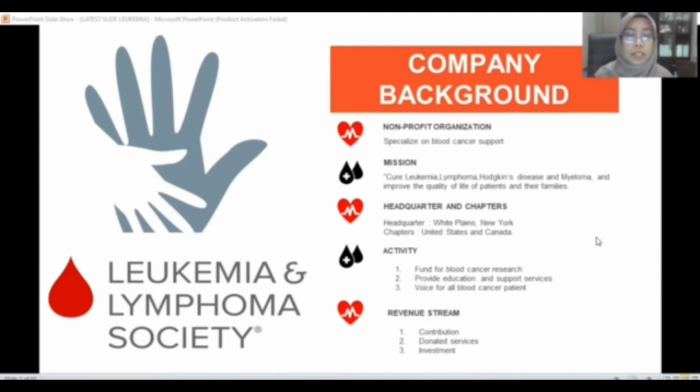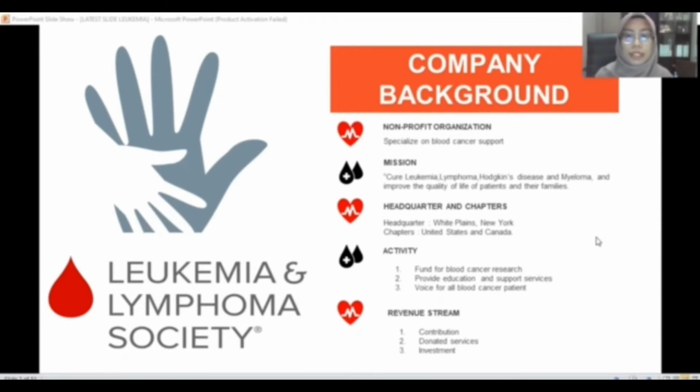The mission of this NGO is to cure leukemia, lymphoma, Hodgkin's disease, and myeloma, and improve the quality of life of patients and their families. In 2012, LLS was rewarded as the fourth best cancer non-profit organization. The headquarters of LLS is in White Plains, New York, and it has two branches, which are in Canada and the United States. The branches help the center in providing local support and conducting local events. Each branch needs to reach a fundraising goal that has been decided by the center.